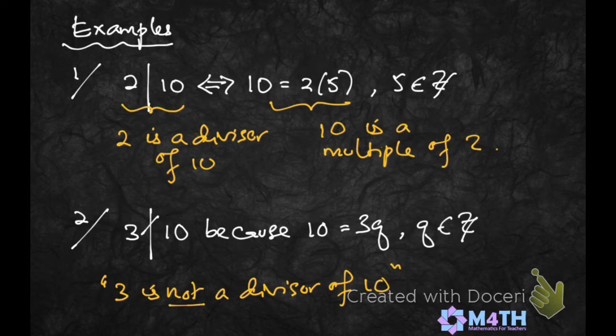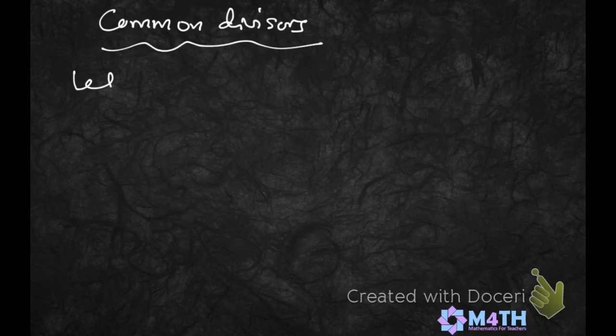Okay, let's go into a little more detail about the divisors. Let's talk about the common divisors of two or more numbers. Let's say A is 6, and let's say B is 15. Let's list all the divisors of A.